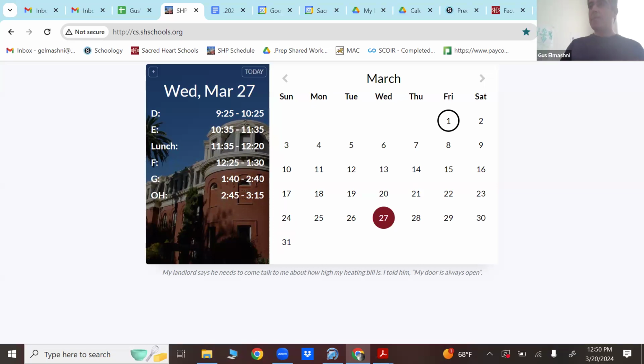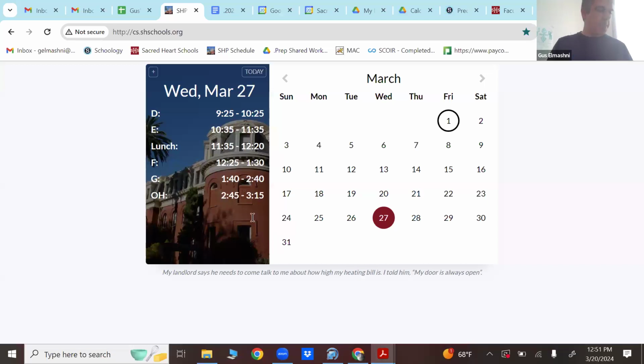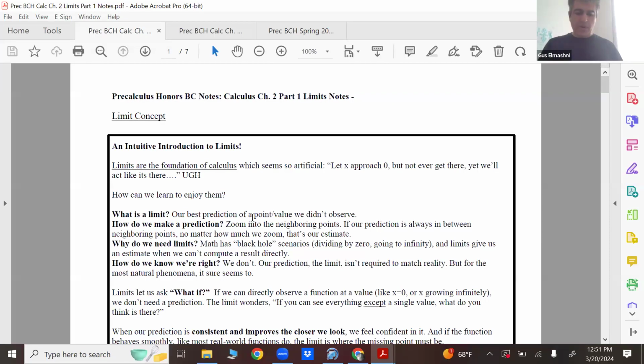Anyway, everyone has copies of the notes? Yes? Great. So let's get to the notes right now and see how far we can get. And also hand out the homeworks too. Here are the homeworks.